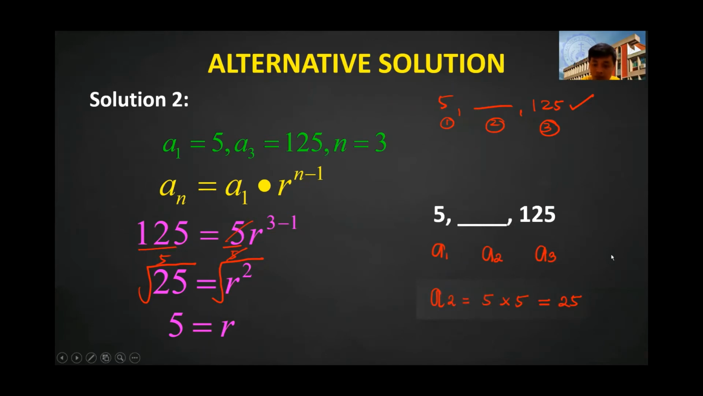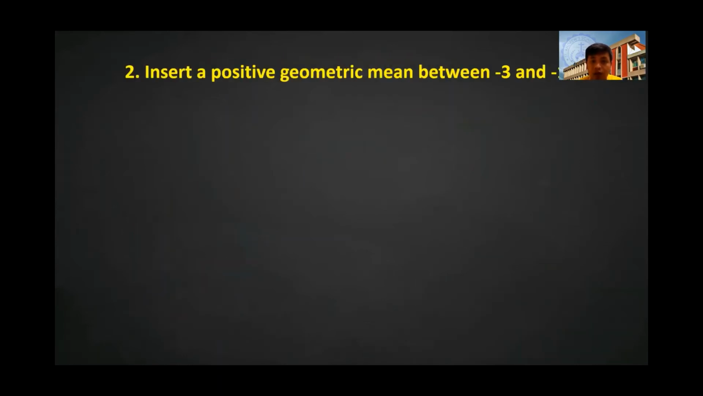That's just the same as the first solution that we have. So this is just an alternative solution. We can always do this, or the other way around, the first formula that I have shared a while ago. So let's have another example. In the second example that we have, insert a positive geometric mean between -3 and -108.